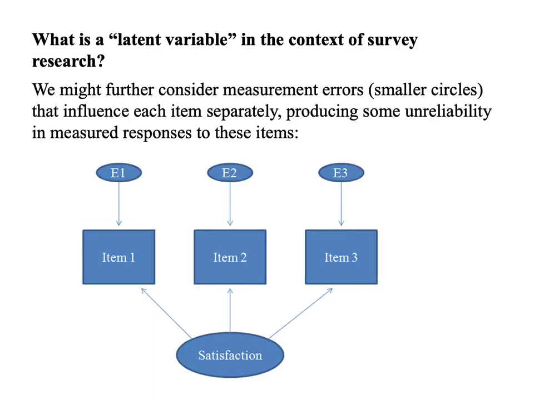We might also consider measurement errors as influences on the item responses. So here I've amended that diagram to add in three new latent variables represented by the ellipses that float above the boxes. From each ellipse there's an arrow going to each box. That represents the influence of the measurement error on each item. And there's one measurement error latent variable for each item. So in total then there are four latent variables in this system, only one of which we're really interested in. That's our targeted latent variable, which is the satisfaction.